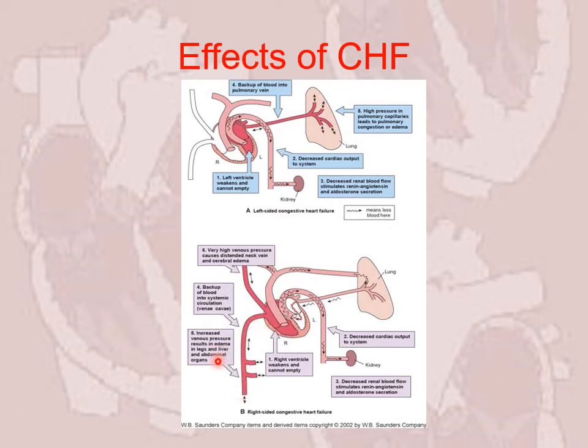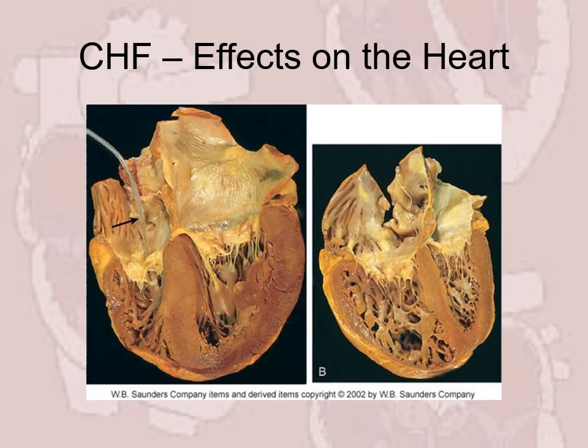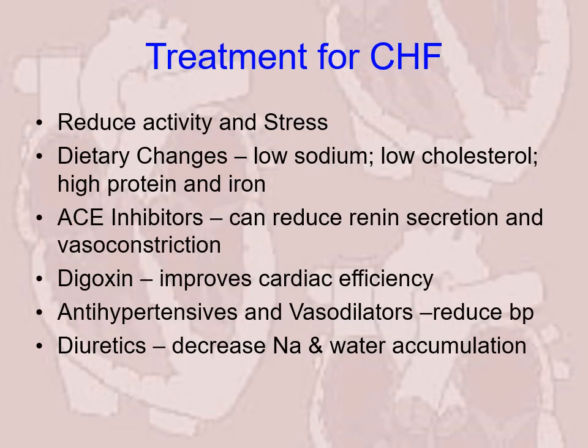Increased venous pressure results in edema in legs and liver and abdominal organs, and very high venous pressure causes distended neck veins and cerebral edema. So those are both problems associated with CHF depending upon which side of the heart we're talking about. Here's CHF and effects on the heart, and you can see the enlarged left side of the heart there. So over time it can really cause major problems.